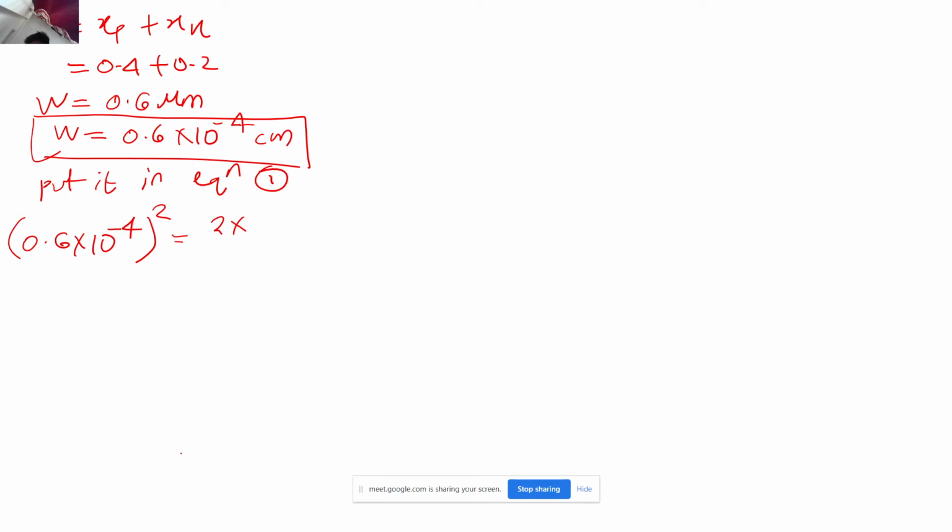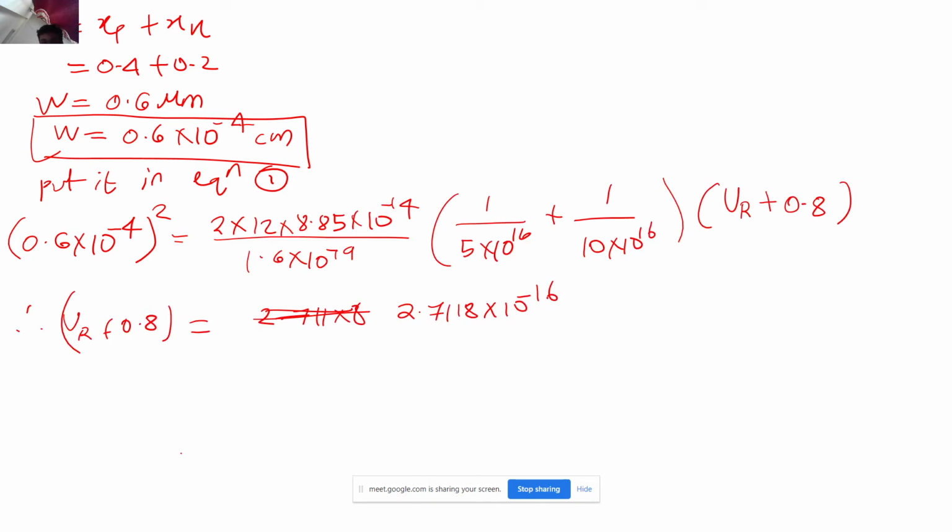Vbi was given as 0.8. If we calculate this, then Vr plus 0.8 will come out like 2.7118 into 10 to the power minus 16 divided by 0.3 into 10 to the power minus 16. So it will come out to be 9.03933. Hence VR will come out as 8.239 volts. This is the value you will get when the N side region is completely depleted. There will be no free carriers present over there.